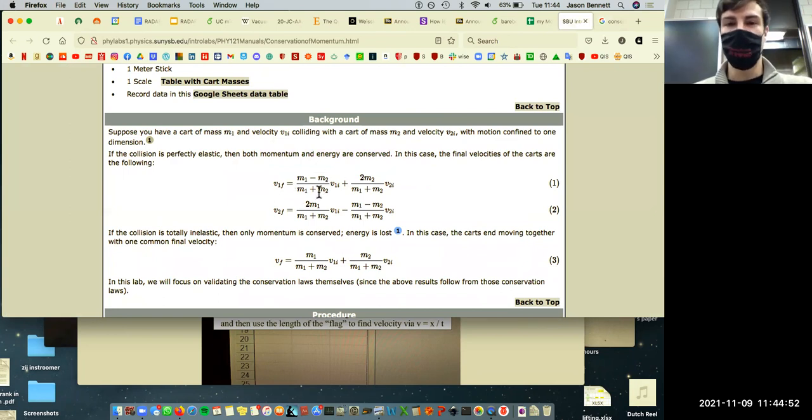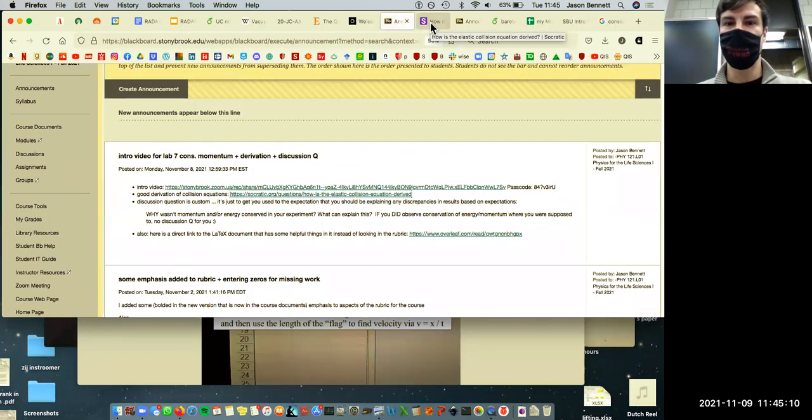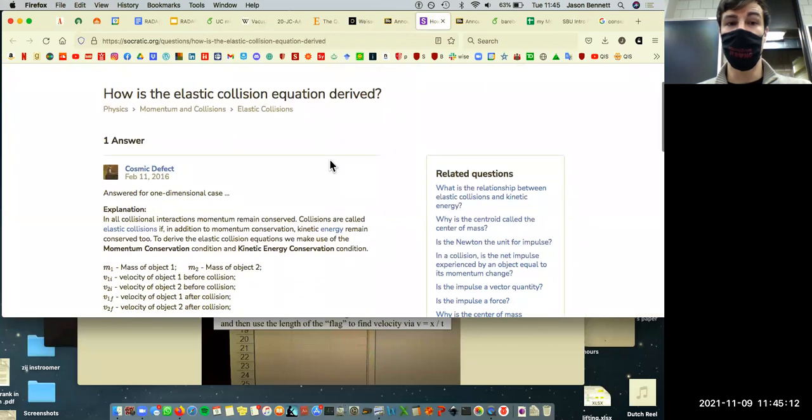I can derive them if anyone would like. This one is very easy. It's just momentum, so you're only using one equation. However, for this one, you're using two equations. Momentum initial equals momentum final, and energy initial equals energy final, which is kind of non-trivial. And so what I'm going to do in the announcement is send you guys a link to someone who does it very well.